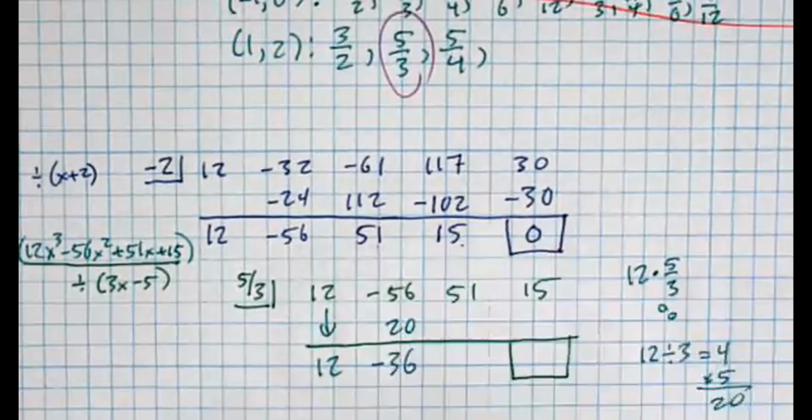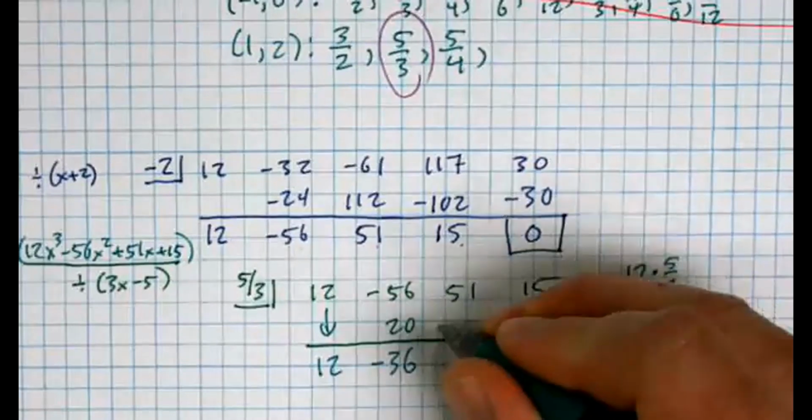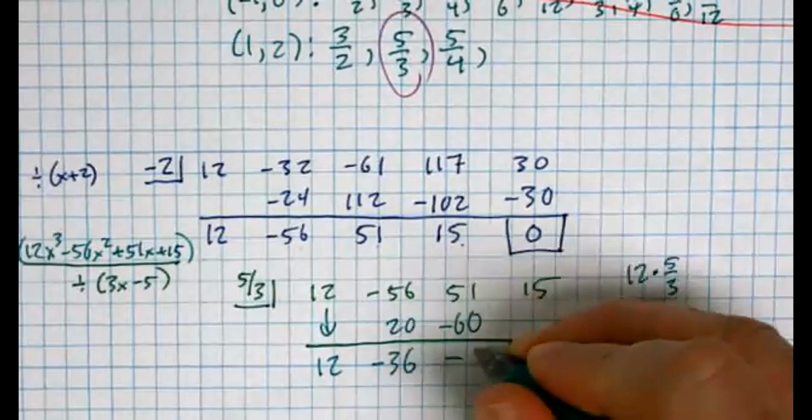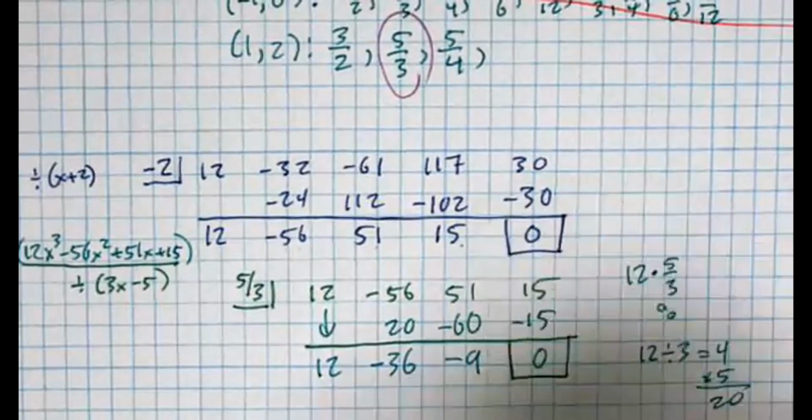And I get negative 36. And again, negative 36 times 5/3, you'd think you might need a calculator for that, but I bet you don't. Do negative 36 divided by 3 first. That's negative 12 multiplied by 5. You get negative 60. Negative 9 divided by 3 is negative 3, times 5 is negative 15. And hey, we got a 0 here.